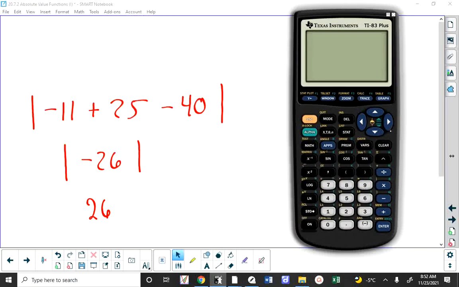On your calculator, if you want to get to the absolute value function, it's under the math area. So you hit the math key. It's under the number sub-menu because we're dealing with numbers, so NUM. And it's the very first thing. So on a TI-83, it looks like this. You could enter negative 11 plus 25 minus 40. You don't really need to close the brackets because we're only doing one operation here. If you were then going to add something or multiply the absolute value by something, you would have to close the brackets. Anyway, you get 26.